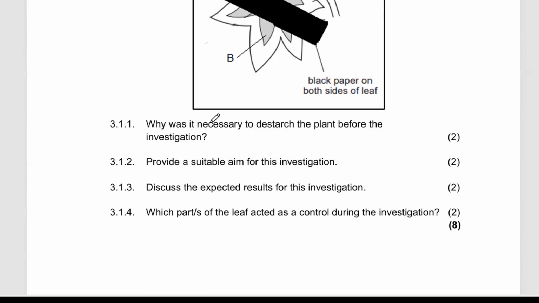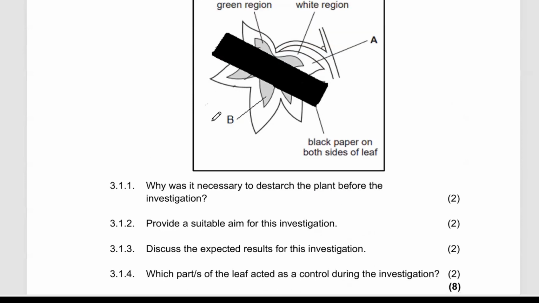Why is it necessary to destarch the plant before the investigation? To ensure that the starch formed is because of the factor being tested. So we destarch the plant so that there is no other starch present, so that any starch being formed is a result of the factor we are investigating. Provide a suitable aim for this investigation.